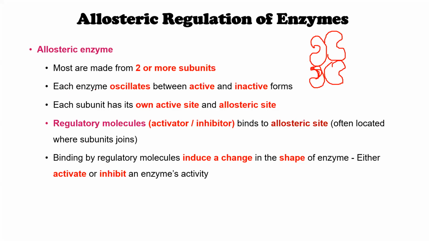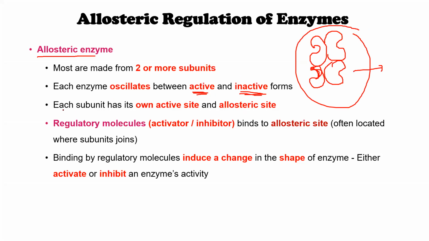Each enzyme oscillates between active and inactive form. The characteristic of this allosteric enzyme is that it is not stable. It will keep on changing from the active form to the inactive form, active form, inactive form. So to maximize the enzyme activity rate, you have to stabilize the enzyme first, either in the active form or in the inactive form.